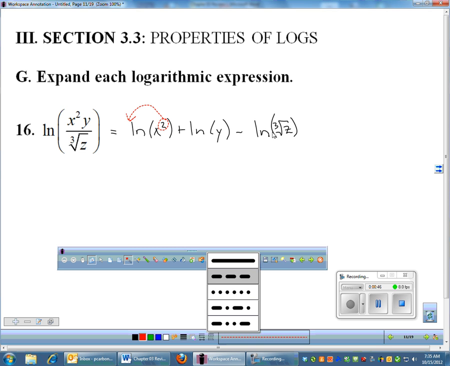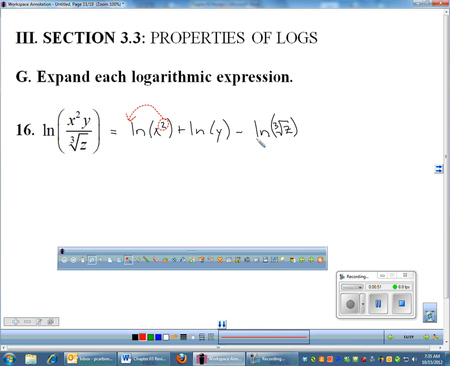And something else, the cubed root of z, you need to know that the cubed root of z is actually the same thing as ln of z to the 1/3 power. Cube root of z is the ln of z to the 1/3, which means I can pull that exponent of 1/3 down in front of the ln z. And that's what we're going to do for this problem.